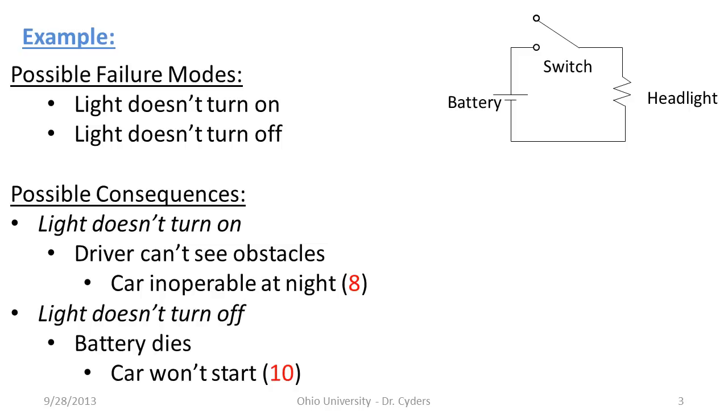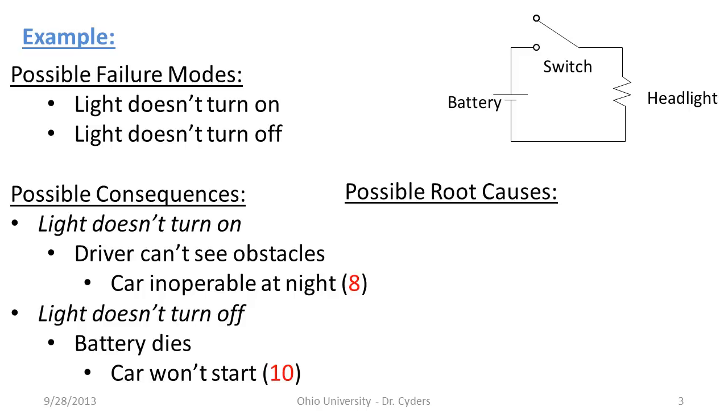Possible consequence for the light not turning off when you expect it to: it kills the battery, and when the battery is dead, the car won't start. So the end effect is that your car is now completely useless. You can't start it, you can't drive it. So that would be a severity rating of 10, because it doesn't matter what time of day it is. If you don't have a battery, your car is useless.